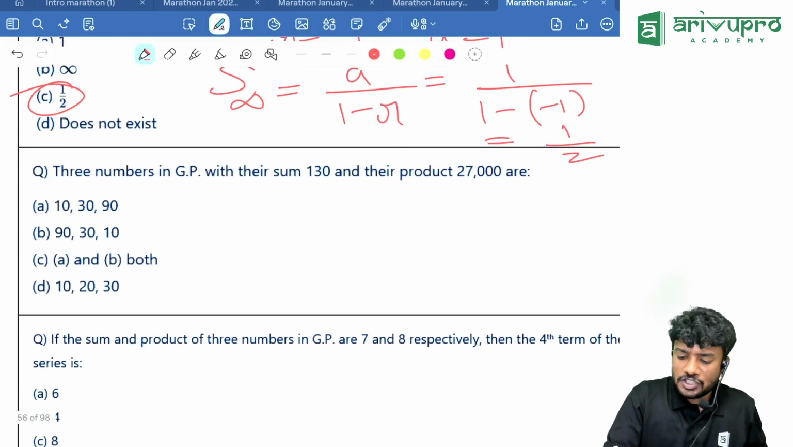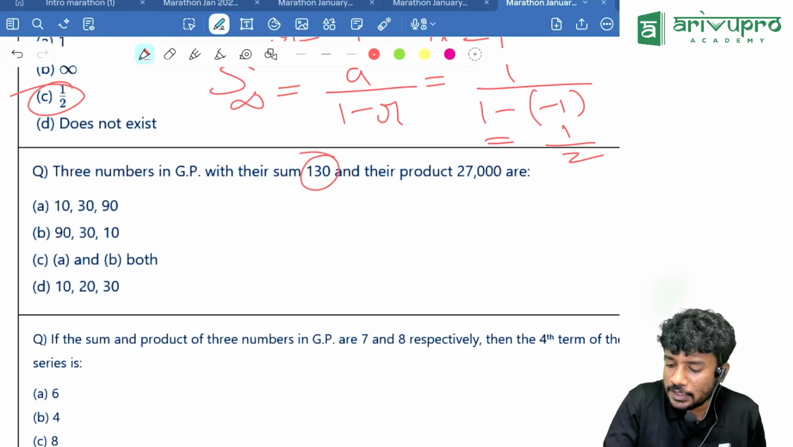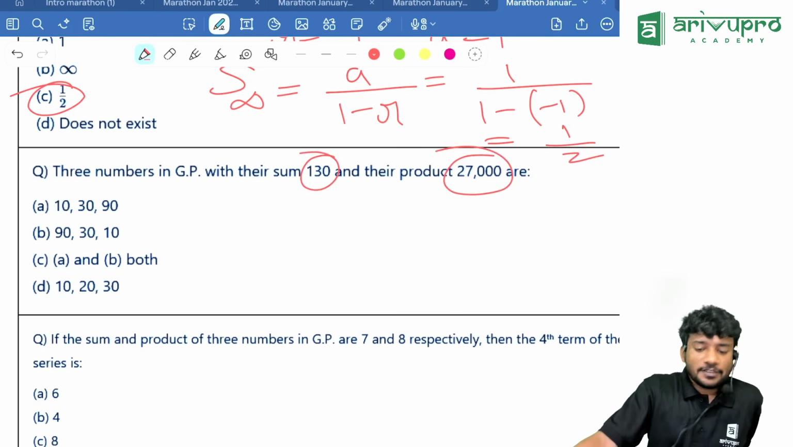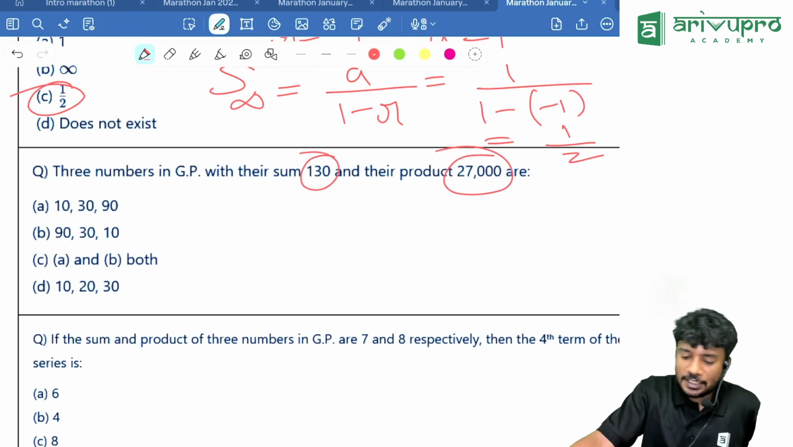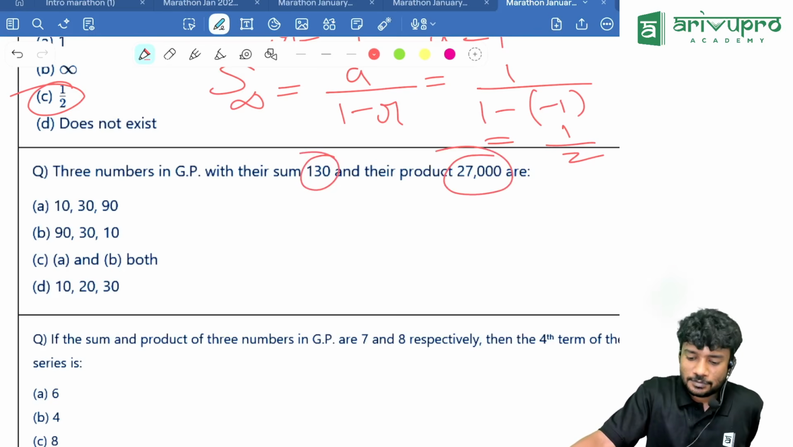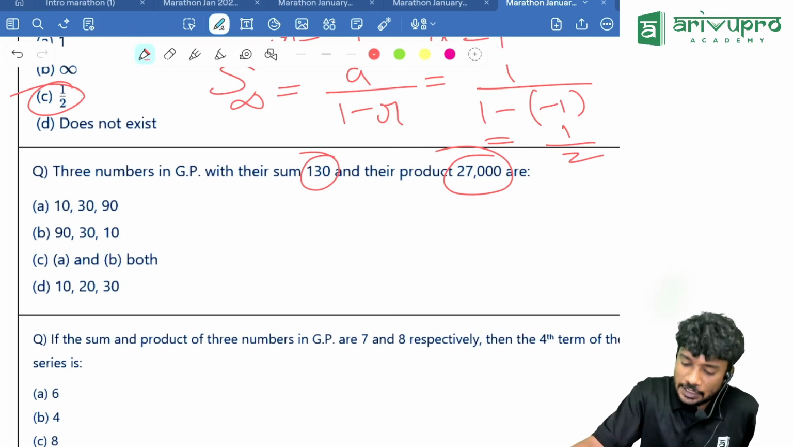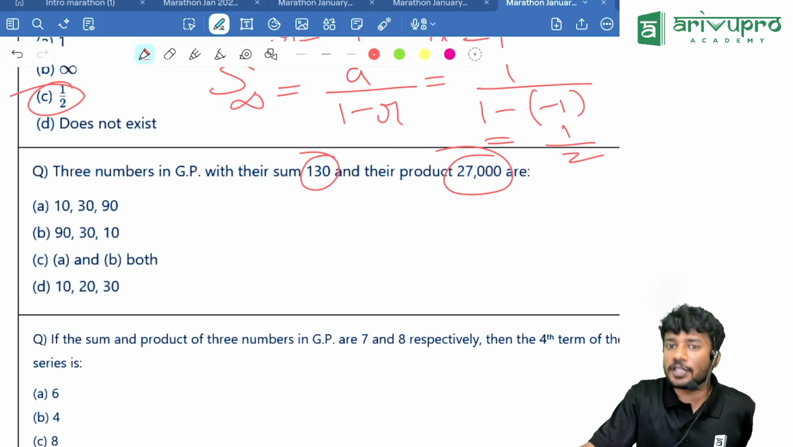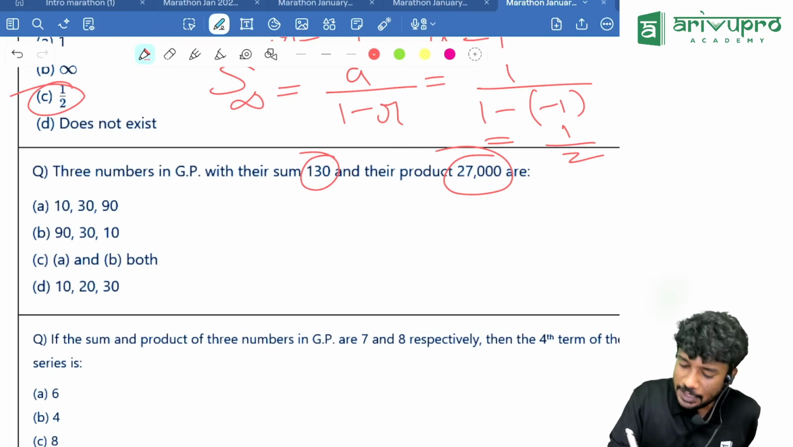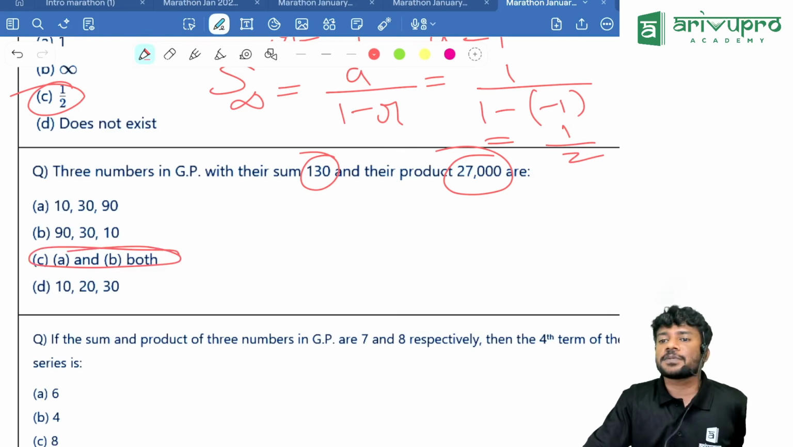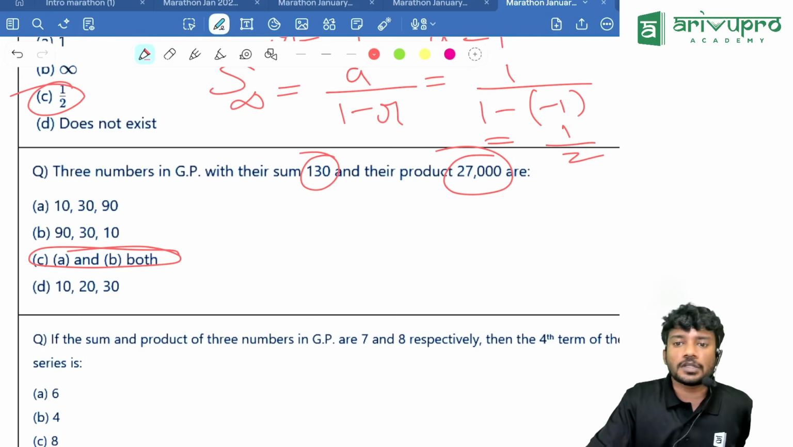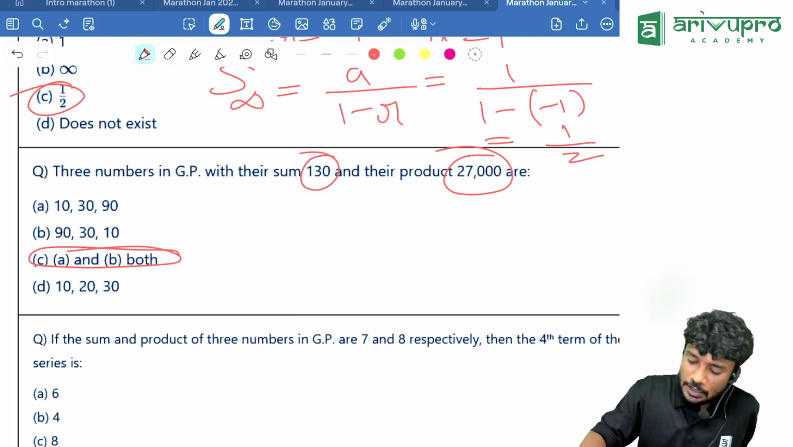3 numbers are in GP with their sum 130 and product 27,000. Hit the option and tell me what is the answer. Sum is 130. That means 10 plus 30 plus 90 is how much? 130. 90 plus 30 plus 10 is also 130. Then the product of 10 into 30 into 90 is 27,000. 90 into 30 into 10 is also 27,000. So option C is your answer, both A and B.